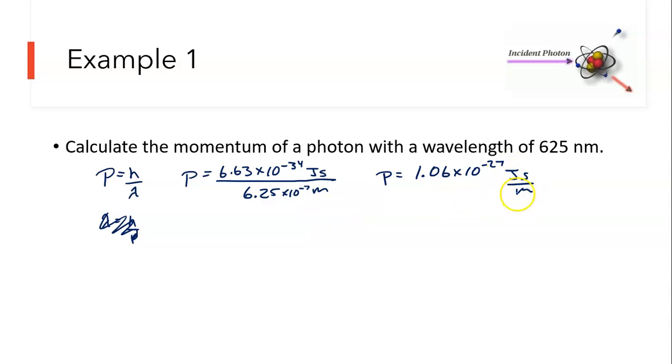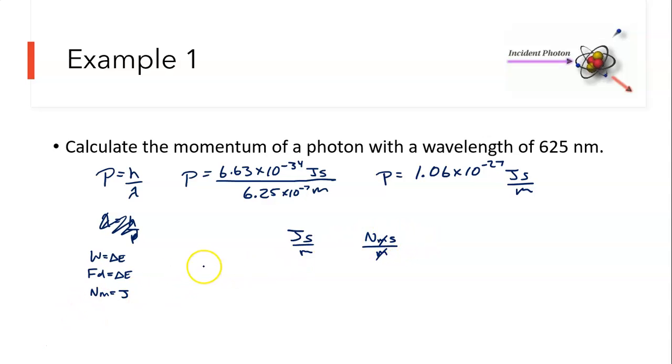Now let's discuss these units for a bit here. A joule, if we remember that work is equal to the change in energy, that means that force times distance is equal to the change in energy as well. Force is in newtons, displacement is in meters, and so a newton meter is equal to a joule. Now, if we replace the joules with newton meters, you wind up with newton meters seconds per meter. Notice the meters cancel out, and you're left with newton seconds.